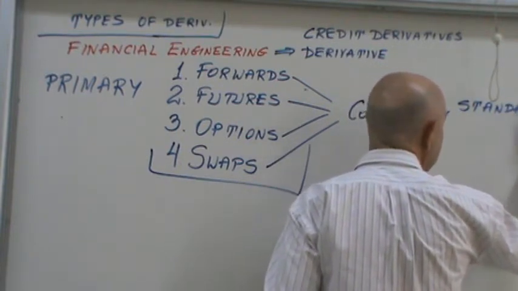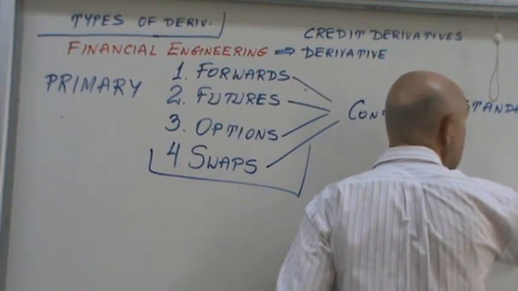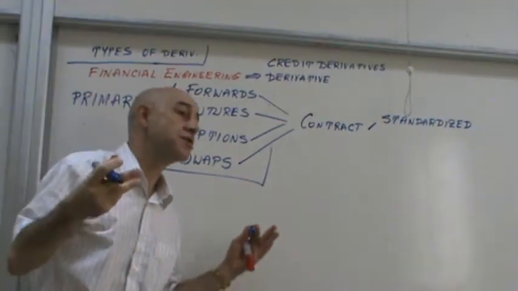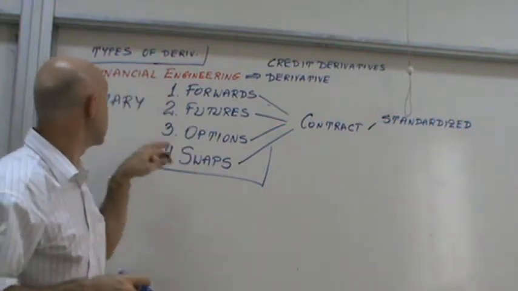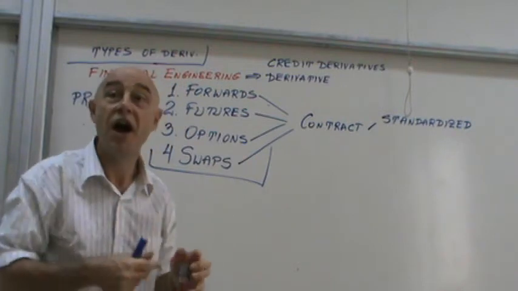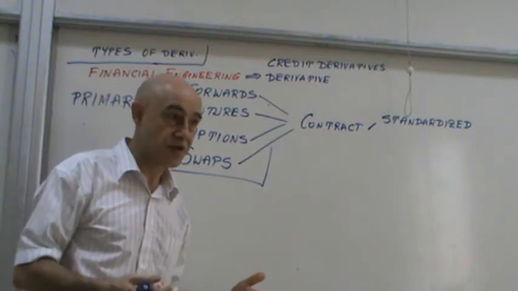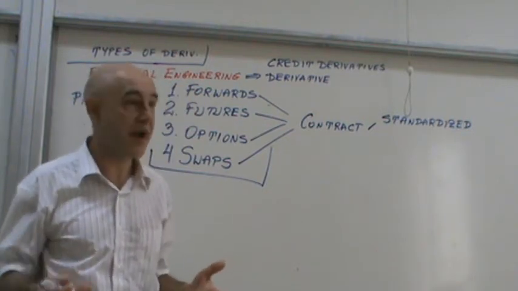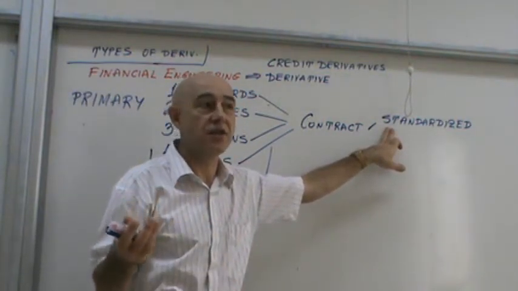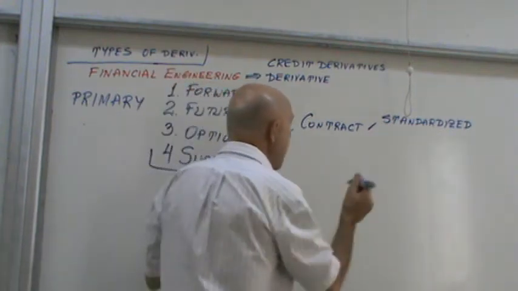standardized, with very standard features, like exactly $100,000 will be, let's say, the currency contract. Exactly $100,000 up against the British pound. The British pound may be 62,500 British pounds. So it's going to have a standard size, standardized maturity, okay?